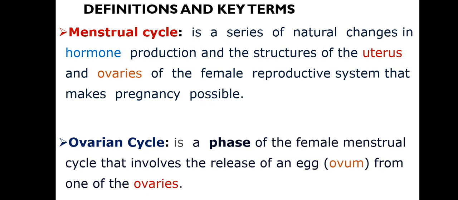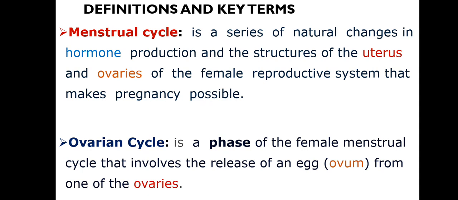All right. Then we're also talking about the ovarian cycle. Remember the title. So the ovarian cycle is basically a phase of the menstrual cycle. So within the entire menstrual cycle, you find the ovarian cycle. This one basically involves the release of an egg or ovum from the ovaries. So if you're talking about the ovarian cycle, you're talking about a cycle that is bringing about formation, maturation, and release of the female ovum.